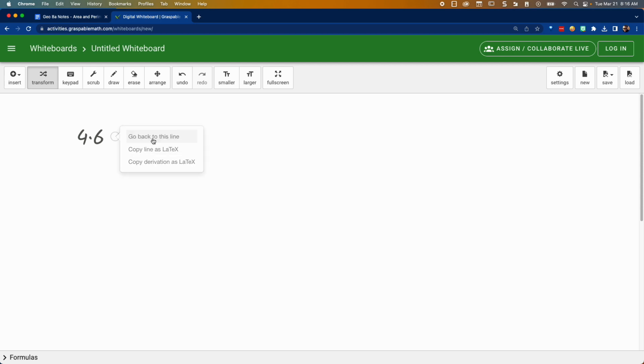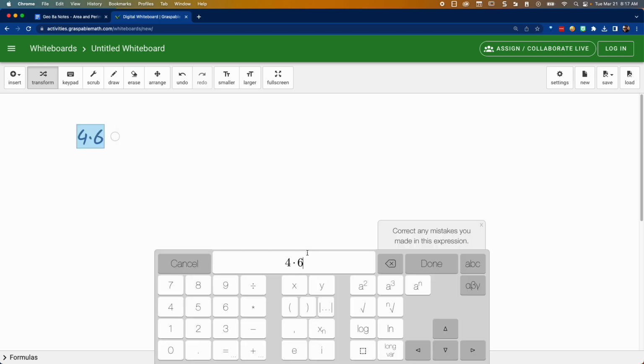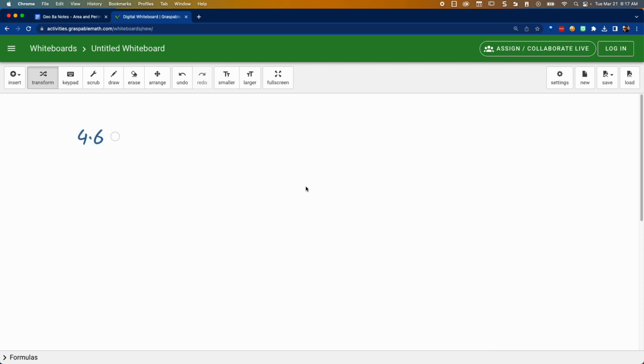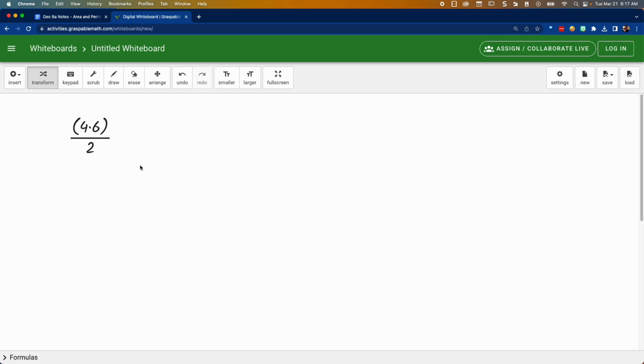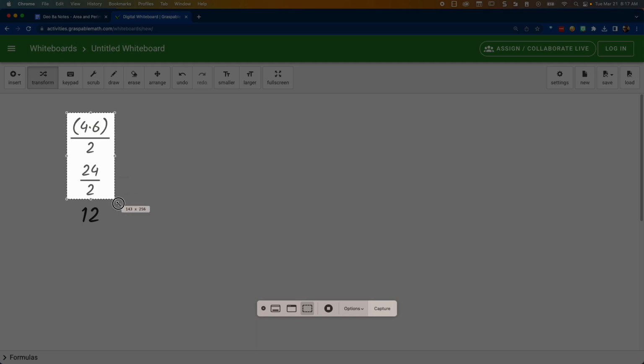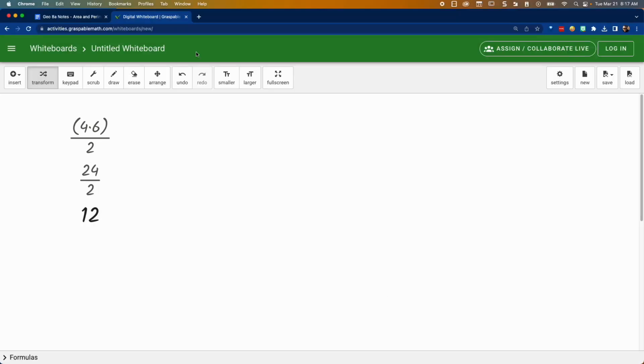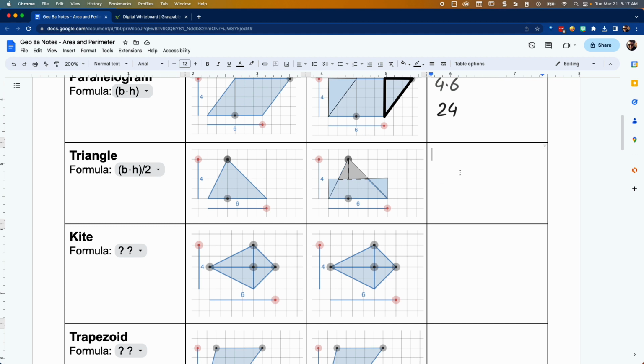And if I were to show that as a calculation, I would just do 4 times 6. Let's put that in parentheses and divide it by 2. Oh, let's try that again. 4 times 6 divided by 2. So we're going to have 24 divided by 2 gives us 12. So a very similar calculation, except this time it was multiplied by half.